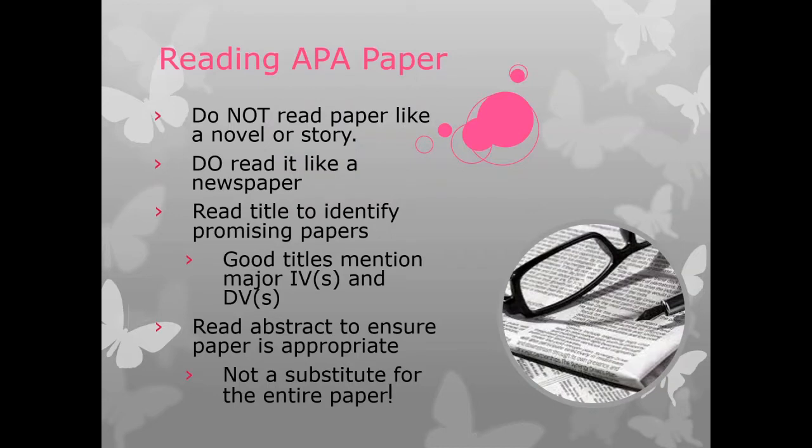So you want to first, of course, read the title to identify if it is a good paper and in your wheelhouse of what you're looking for. Oftentimes, the good titles will mention the independent variables and the dependent variables, so this will let you know exactly what it is that you'll be reading about. Then you want to read the abstract to make sure that the paper's good and appropriate for you.